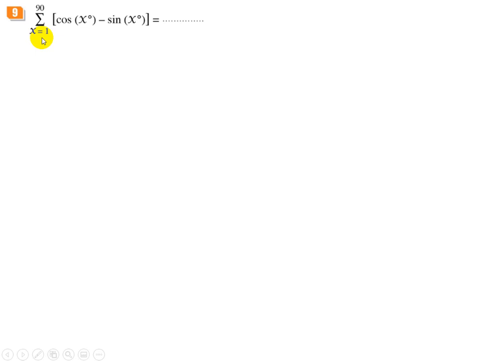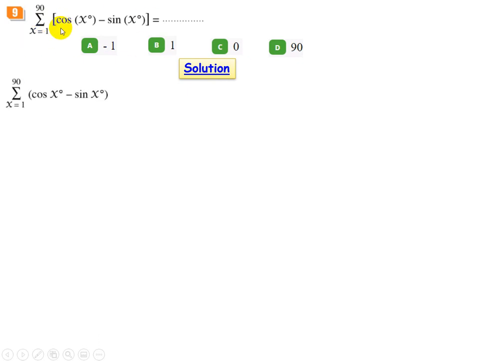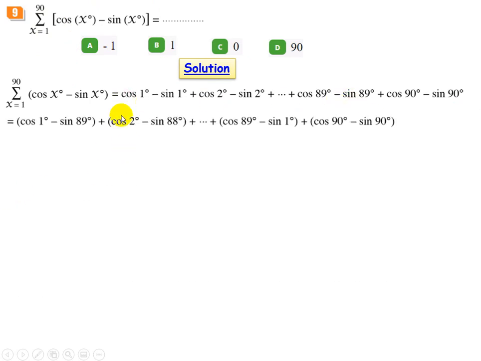Number 9. Summation from x equal 1 to 90 of cosine x minus sine x equals. Expanding this expression, cosine 1 minus sine 1 plus cosine 2 minus sine 2 and so on till 90. You know that cosine 1 equals sine 89. So cosine 1 and sine 89 cancel, and also cosine 2 and sine 88 and so on, up to reaching cosine 90 minus sine 90. 0, 0, 0, cosine 90 is 0, minus sine 90, so it will be 0 minus 1, which means negative 1.